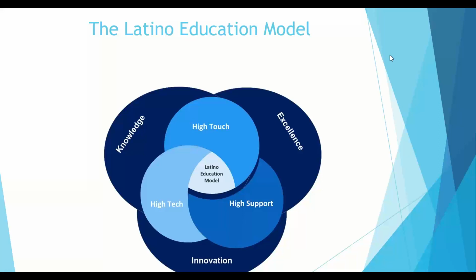Just another very quick reminder, as we're looking at the model here on our screens, we will be discussing again tomorrow at 2 o'clock the inner circles of our model: high touch, high tech, high support. On Thursday, we'll be discussing our outer circles: knowledge, excellence, and innovation. And then on Monday, May 3rd, we'll be discussing practical implementation of all of these aspects of the model.